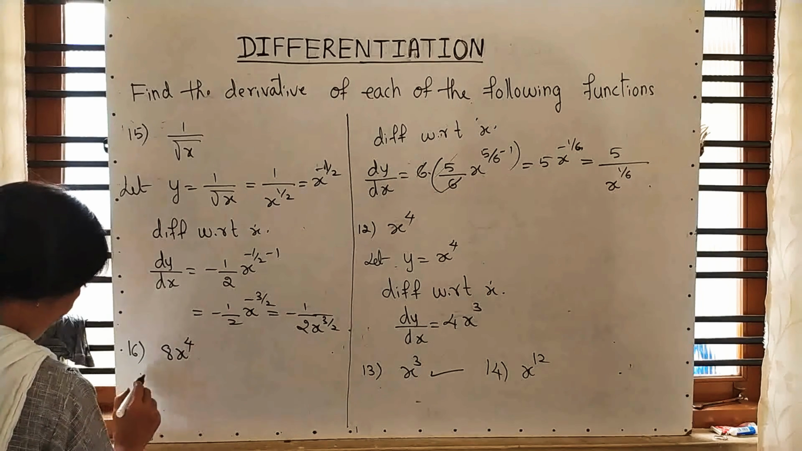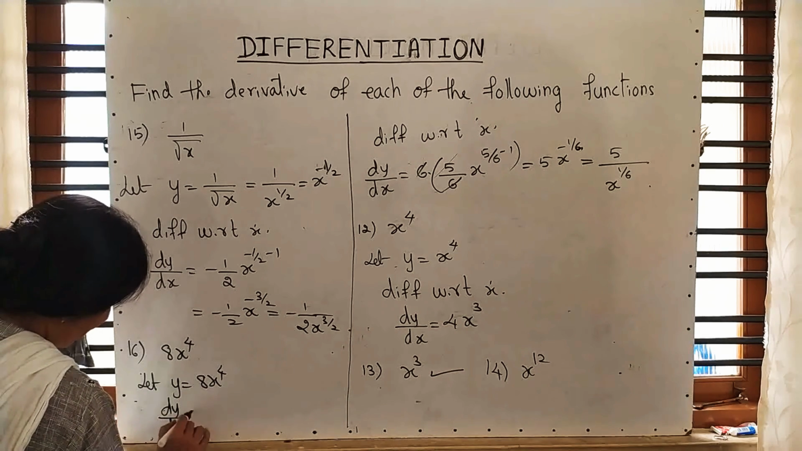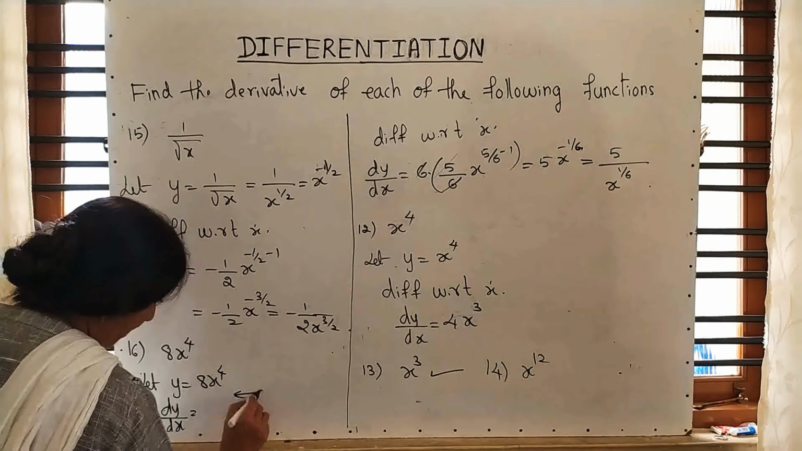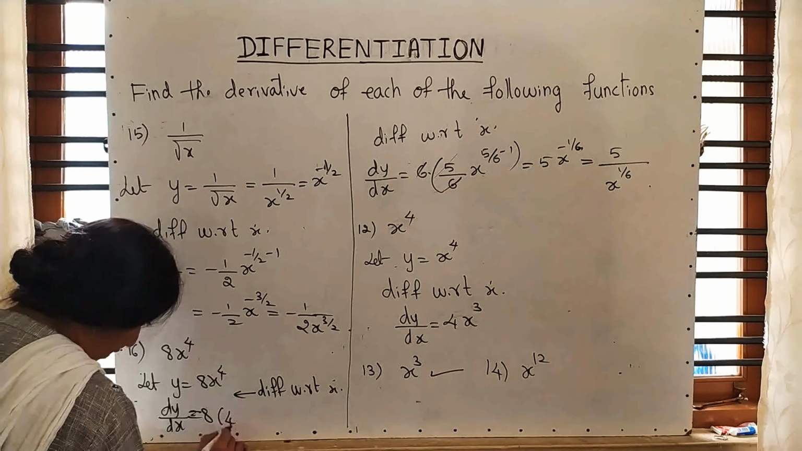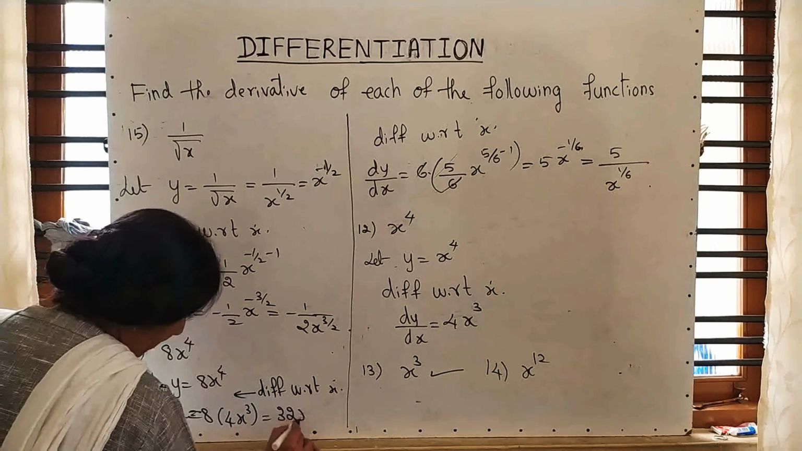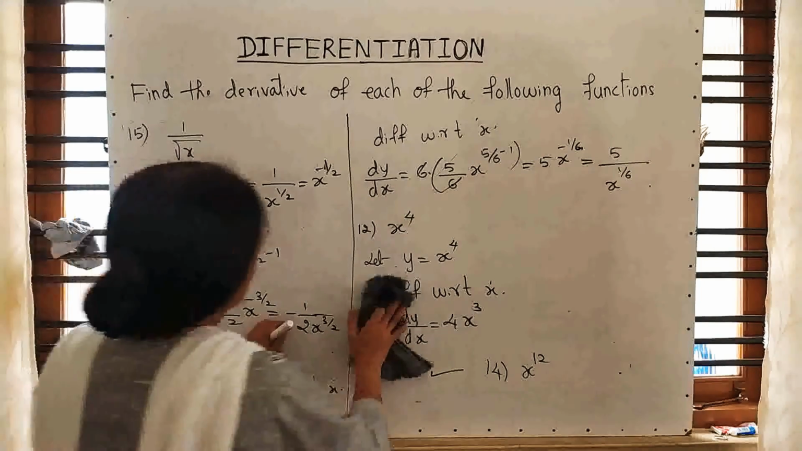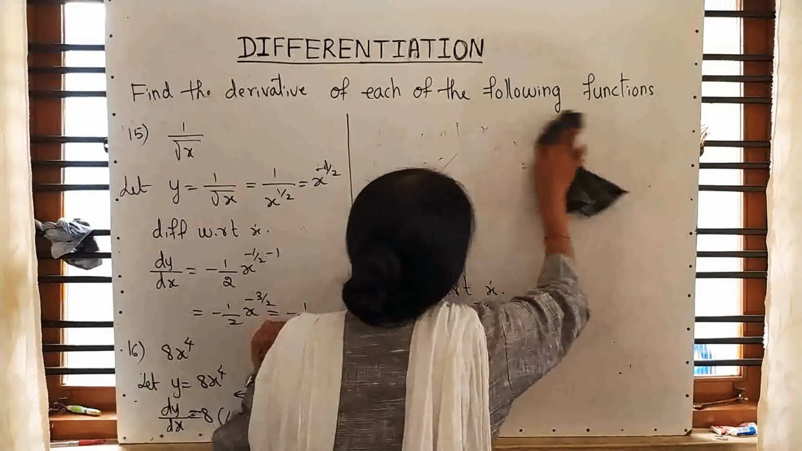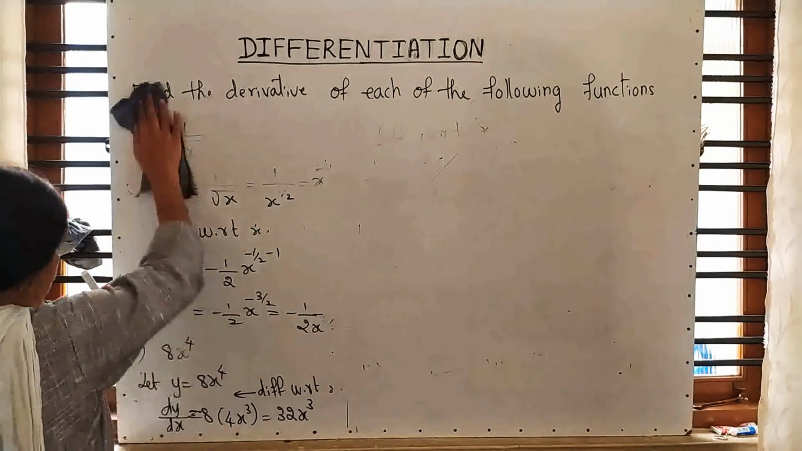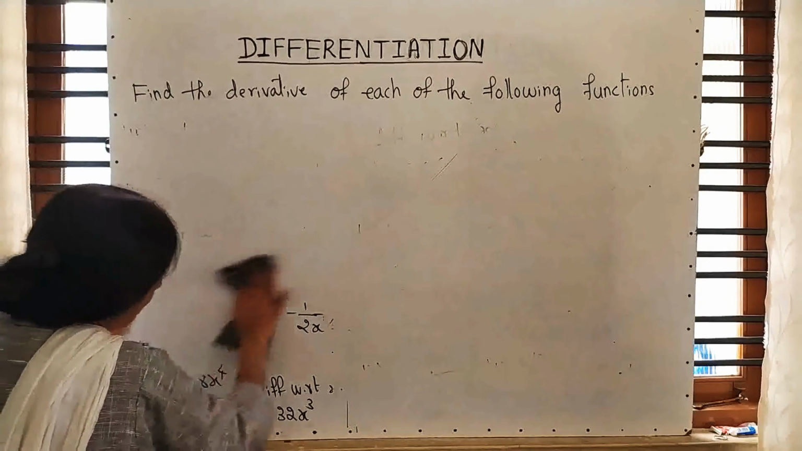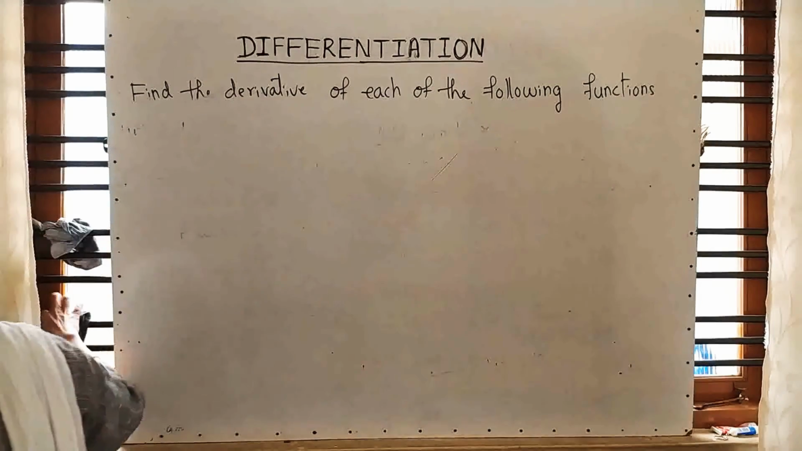8 into x raised to 4. Differentiating with respect to x. 8 constant, 4 into x cube directly, 32 x cube. See, they are simple or what. That's why I am starting with the basics. If I directly move to the composite functions, we will not follow anything.